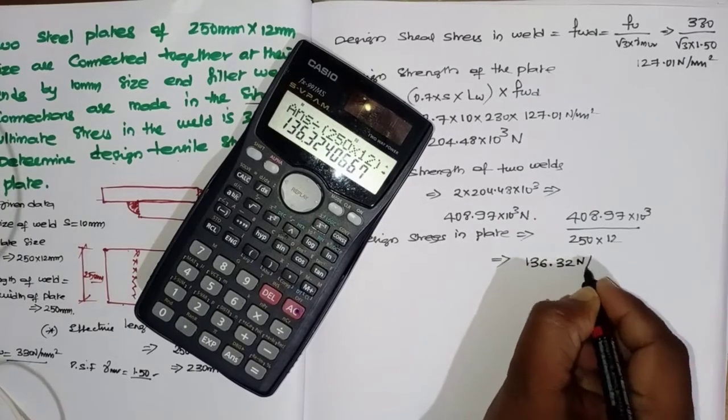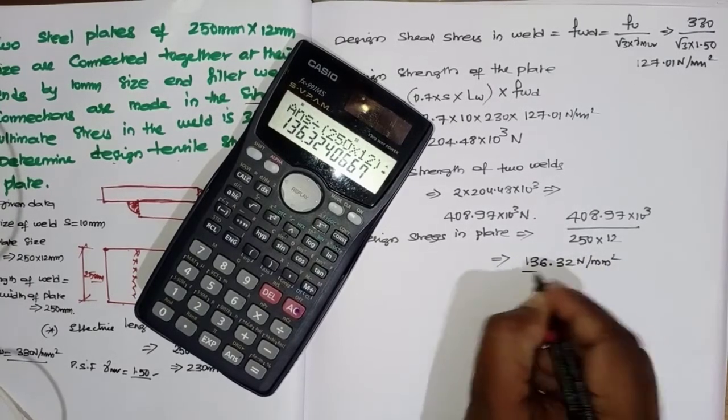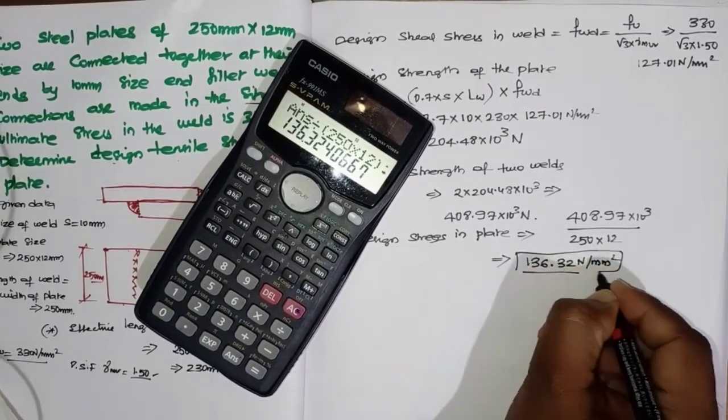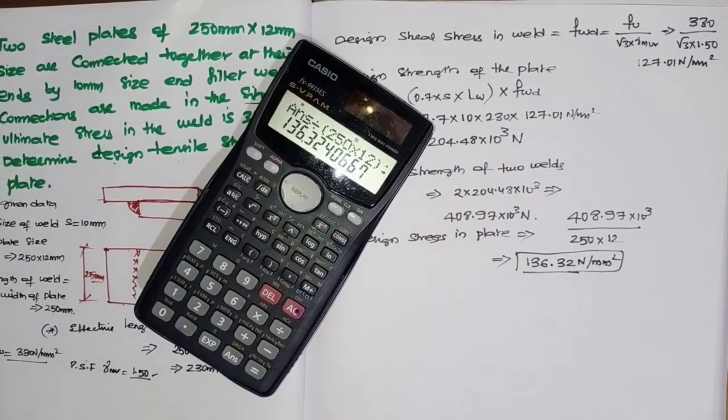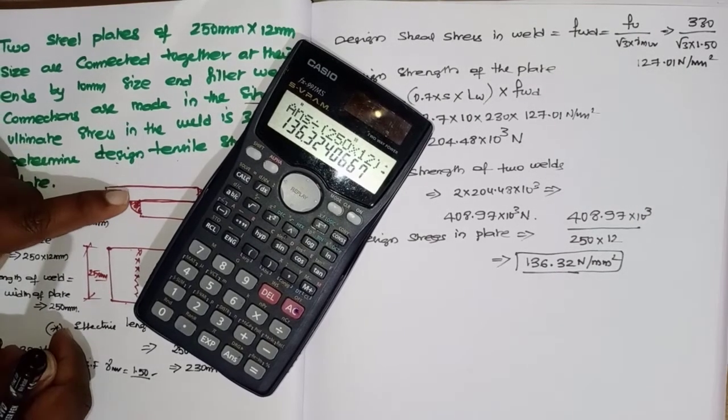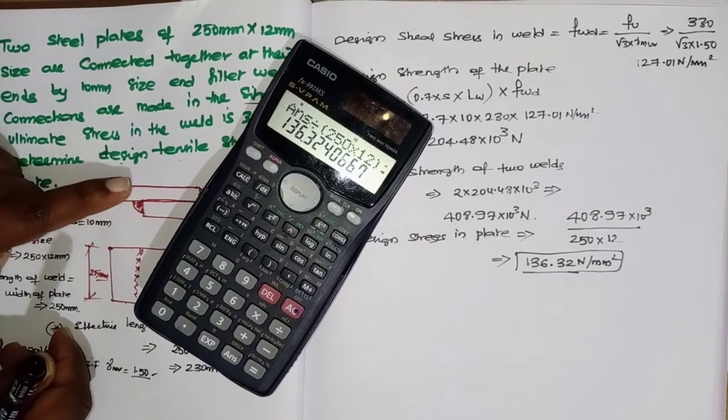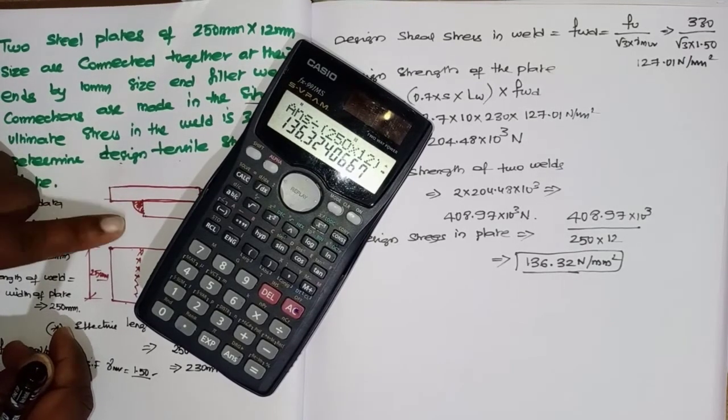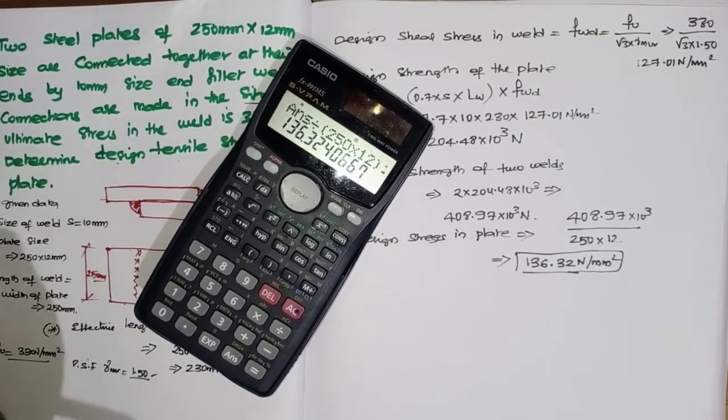136.32 Newton per mm square. Okay, so this is the simple problem regarding the connections, right? So next problem we'll see, now this is the problem where two plates are of same thickness. Next we'll see two plates connected which are of different thicknesses.